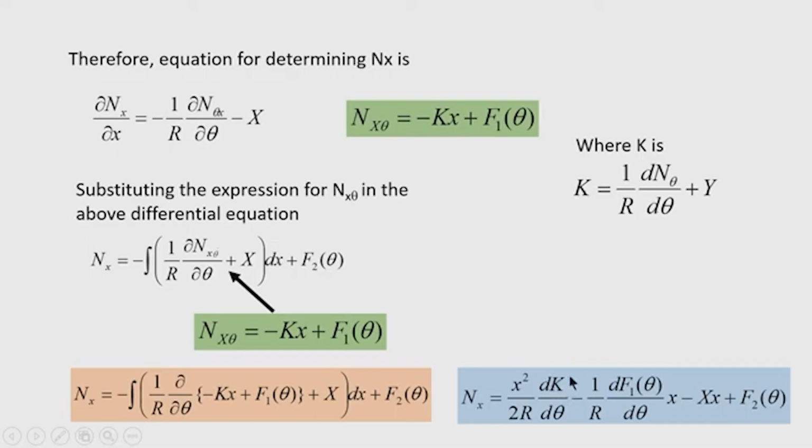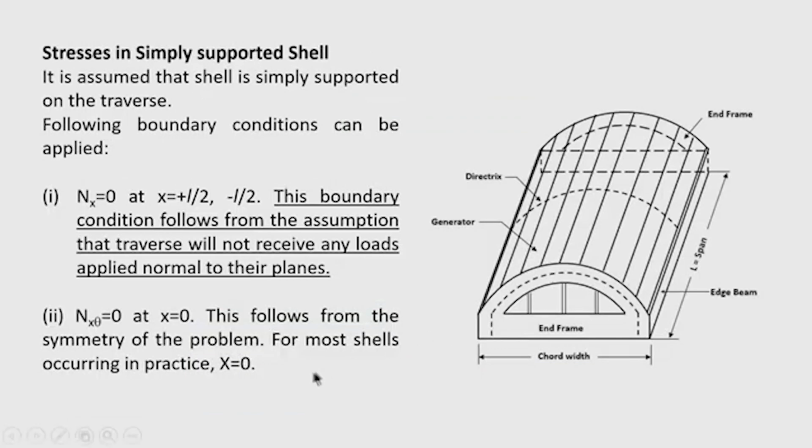So, here the task remains to find out the differential coefficient dk by d theta and also to evaluate the unknown constants f 1 theta and f 2 theta by substituting the boundary conditions. So, we shall illustrate one type of boundary condition that is possible here to implement. Other types of boundary condition require rigorous solution and that is not possible with this membrane hypothesis. So, here we obtain these stresses and we find the unknown constants f 1 theta and f 2 theta make their appearance in the expression of the stresses. So, let us find out the unknown constants f 1 theta and f 2 theta.